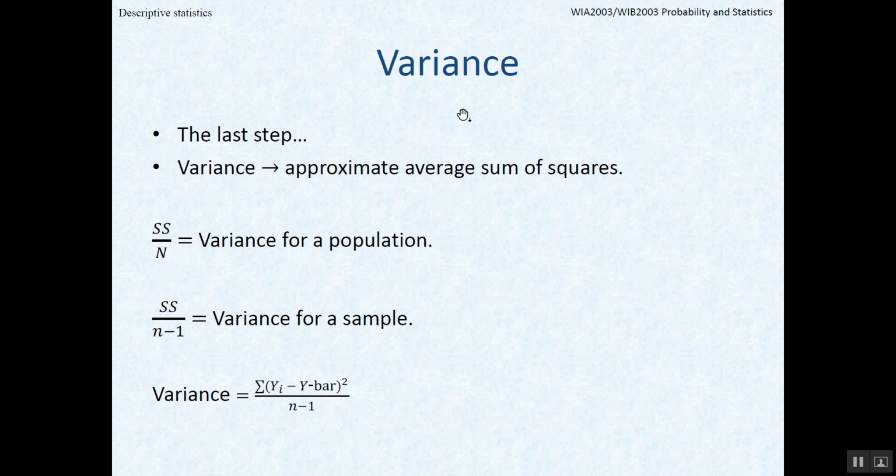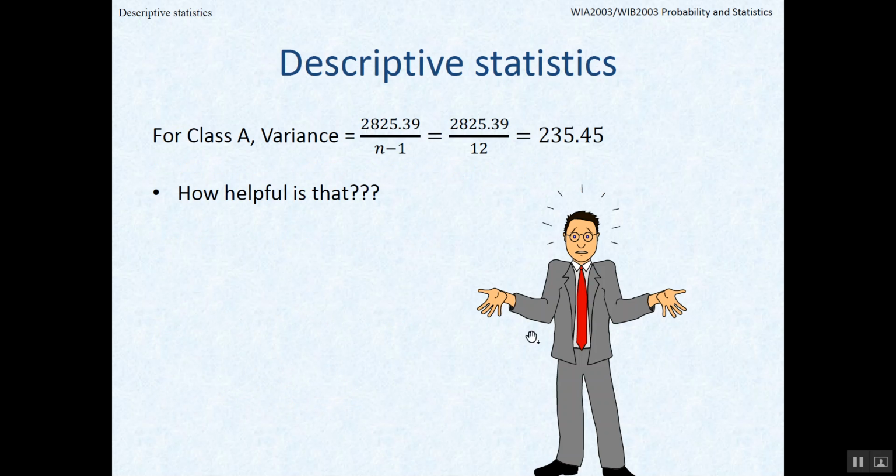Okay, but anyway, for variance, the last step is you have to divide by the number of values. If you are using a population, then you divide by the total number of observations. But if you are dealing with a sample, then you divide by the total number of observations minus 1. In the case just now, there are 13 students in that class, so it's a sample, not a population. So your variance should be the sum of squares just now, divided by n minus 1, which is 2825.35 divided by 12.